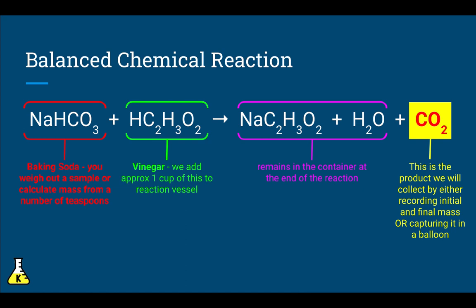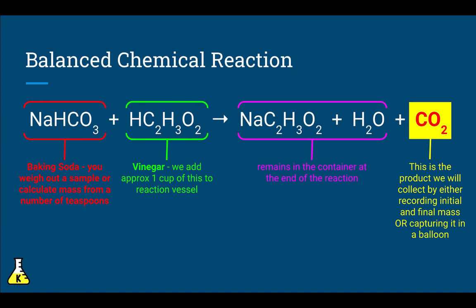We're going to do that one of two ways, again, depending on the procedure you're using. If you're using a balance, we're going to record that by taking the difference of the masses of the reactants and products, and we'll talk more about that down the road. If you don't have a balance, we'll be capturing the carbon dioxide using a balloon, and then making some measurements of that balloon to determine first the volume of carbon dioxide formed, and then ultimately the mass of carbon dioxide formed.